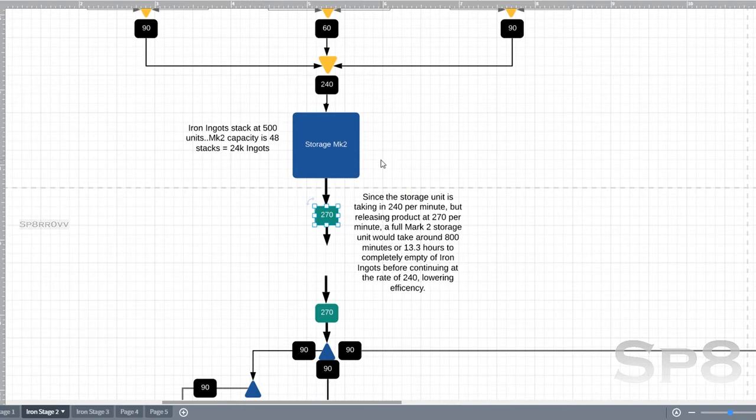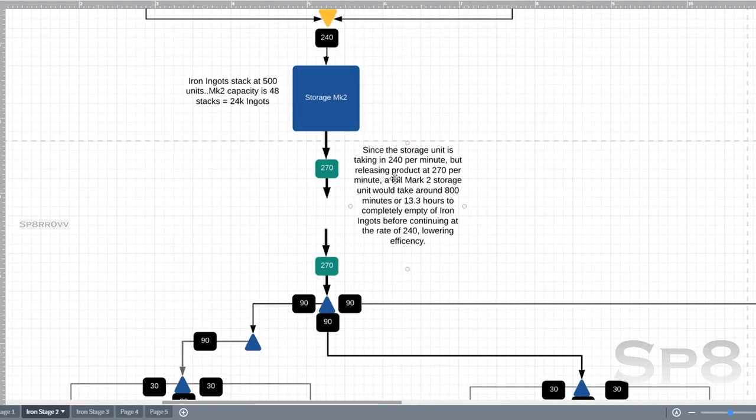Let's say you're building other things while you're doing this. You're looking at 800 minutes, or about 13.3 hours of real time, to completely empty this Mark II storage unit. Just because we're still putting in 240, we're only pulling out an additional 30 per minute. So really, if you're just sitting there and the game's running, you walk away for half a day, you come back, this thing's full, it's going to take you another half a day, or a little over half a day, of the game just sitting there running overnight before it starts running at the rate of 240 again.